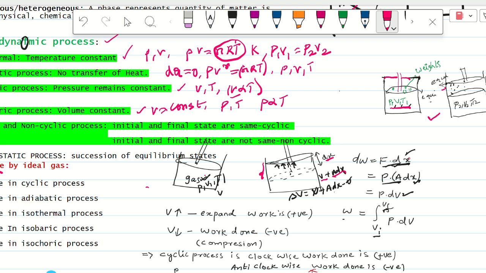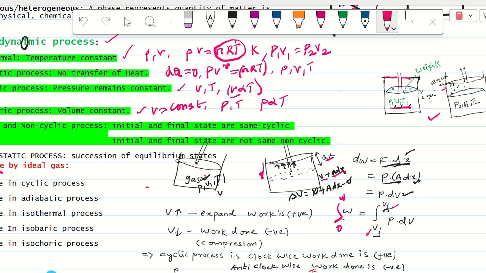So now force into dx. Force means pressure into area A, into dx. So PdV will come, and the volume is changing from Vi to Vf. Work done is equal to the integral of PdV. Initially there is no work done, 0. Finally there will be work done by the gas on the piston, that is W equals the integral from Vi to Vf of PdV. Therefore, this is work done by the system.